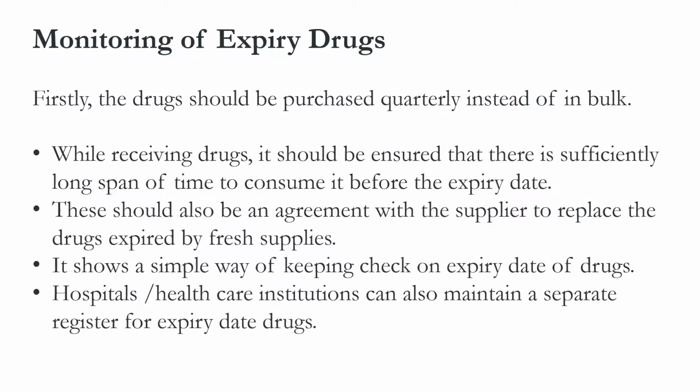Monitoring of expiry drugs or drug products. First, drug products should be purchased on the basis of requirement on a quarterly basis instead of in bulk for the whole year or 2 years. We need to purchase the drugs on the basis of requirement. While receiving drugs, it should be ensured that there is a sufficiently long span of time to consume them before the expiry date.